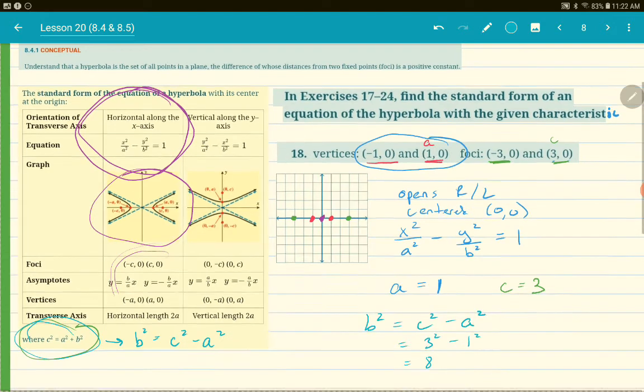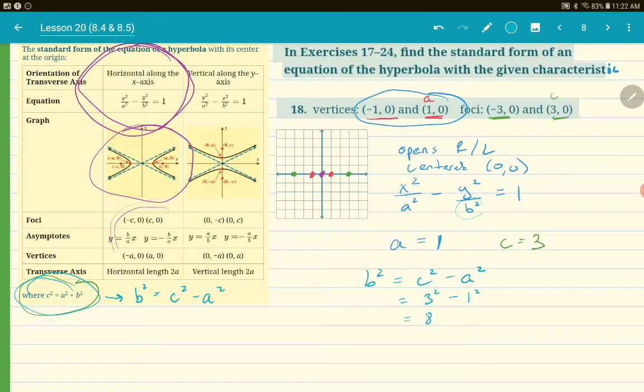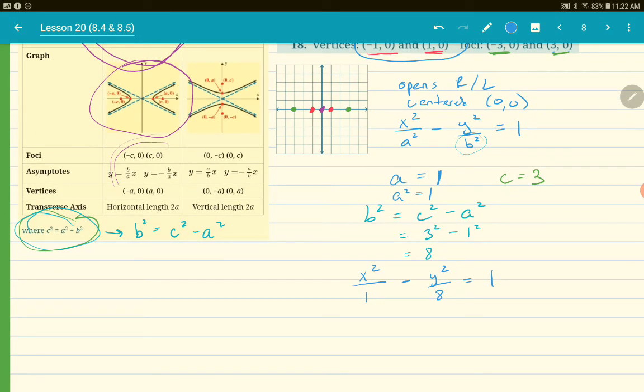So now I have B squared. And I don't really need to solve for B because the thing I'm going to put into the formula is actually B squared. So I'll use A squared, which is 1. So then plugging those into the formula, I get x squared over A squared, which is 1, minus y squared over B squared, which is 8, equals 1. And I can take this one step further because I don't need that 1 in the denominator for the x, so I'll just write x squared minus y squared over 8 equals 1.